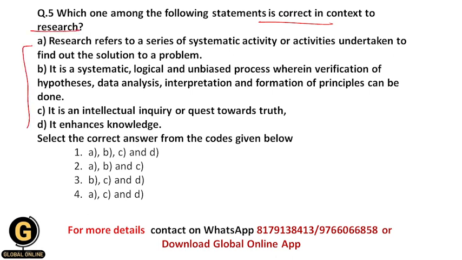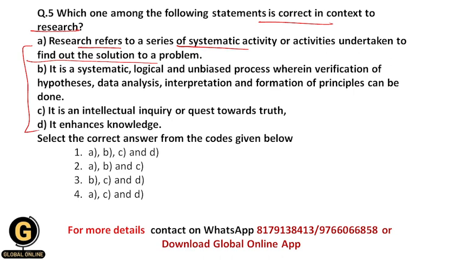So here we have given 4 statements which are relevant to research, and we are going to find out the correct statements which are relevant to research. So now let us see one by one these statements. Research refers to a series of systematic activity or activities undertaken to find out the solution to a problem. So this is really very easy, and we have seen many times what exactly research is.